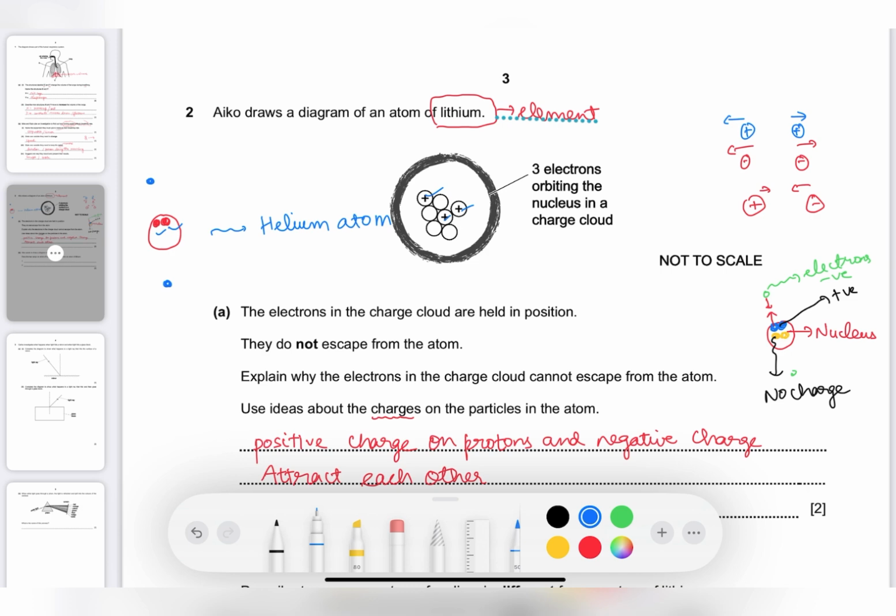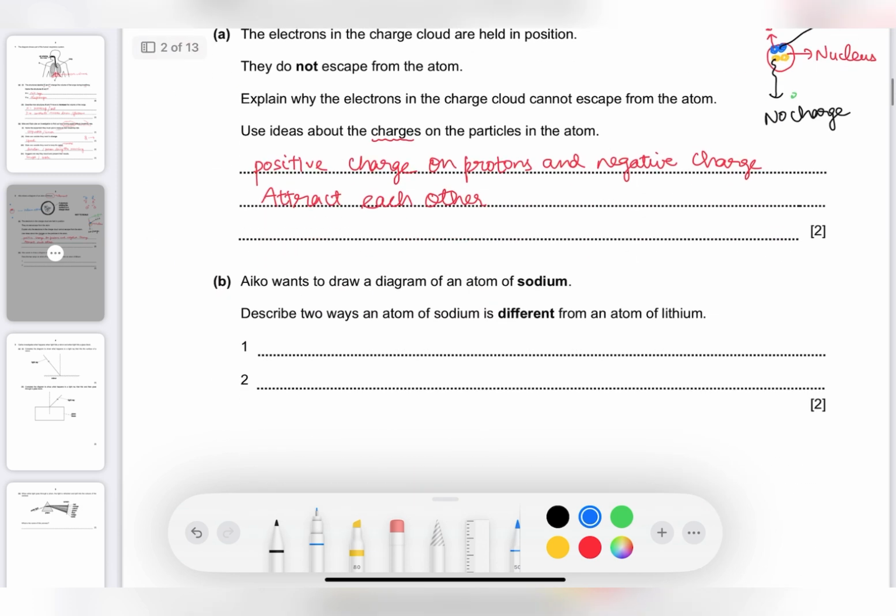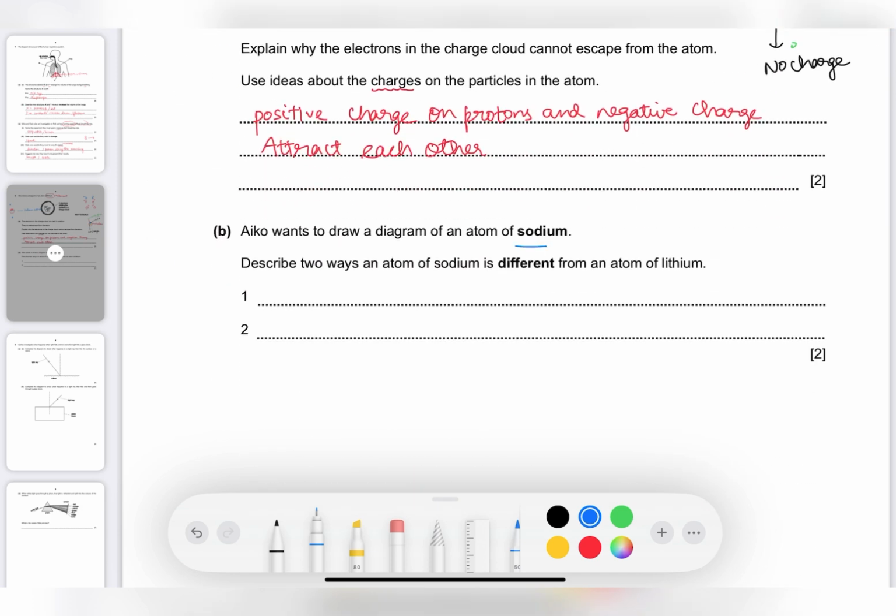In the same way, electrons will also be different. So in different elements, what I'm trying to say is focus over here. In different elements, there are different numbers of protons and different numbers of electrons. So if we are talking about sodium, how is it different from lithium? You can write down that different number of electrons.